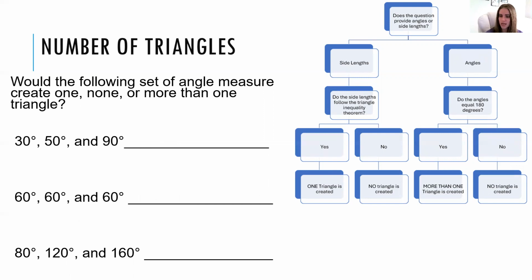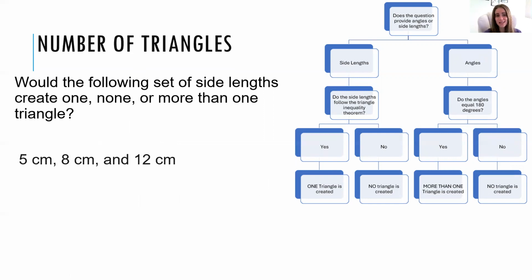Okay, now let's get into the flip side of that. Would the following set of side lengths create one, none, or more than one triangle? Two reasons that we know we're dealing with side lengths. One, the directions tell us. And two, if we look at our numbers here, we have no degree symbols. Instead, we have our unit of measurement. So we are dealing with side lengths.